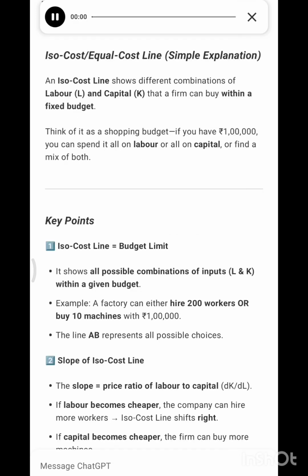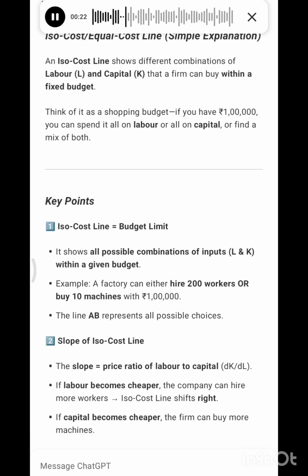Iso-cost line, simple explanation. An iso-cost line shows different combinations of labor L and capital K that a firm can buy within a fixed budget. Think of it as a shopping budget. If you have only 100,000, you can spend it all on labor, or all on capital, or find a mix of both.